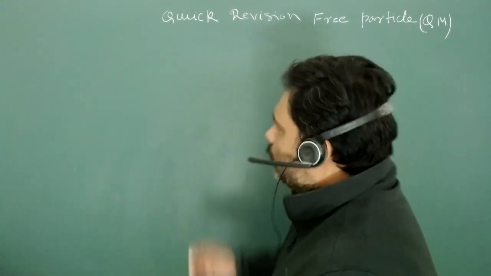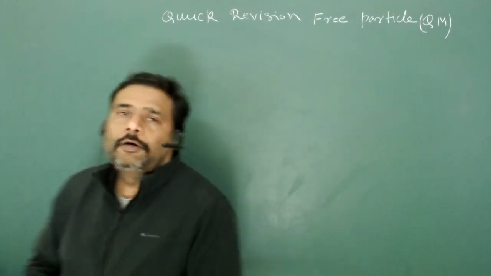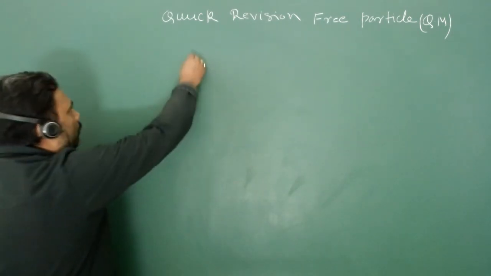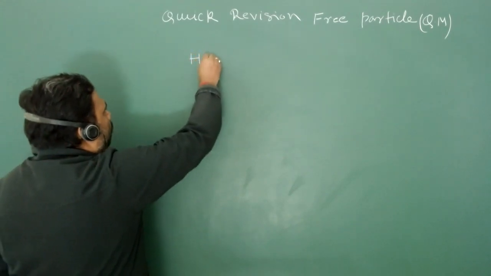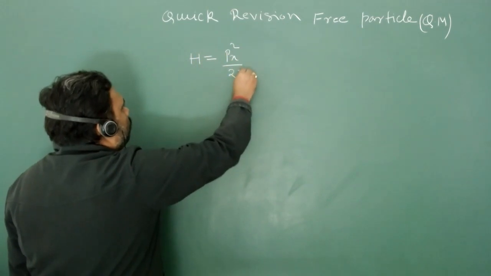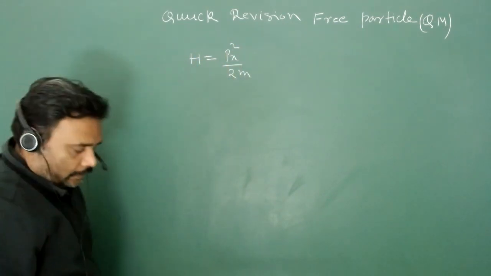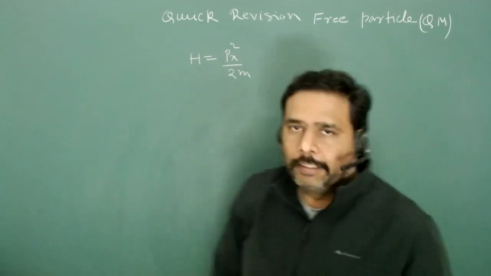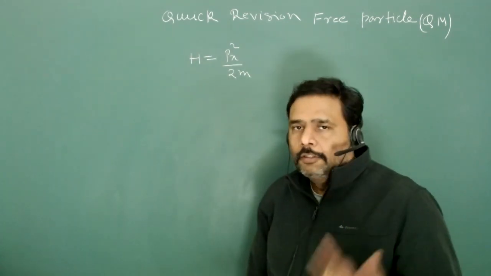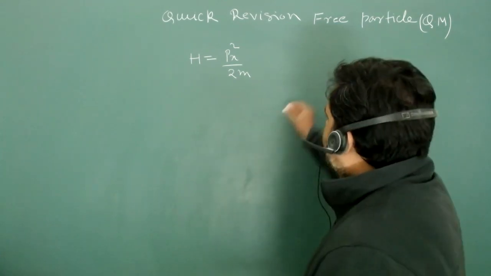So if I am talking about a free particle, that means I am talking about constant momentum. The Hamiltonian for a free particle is basically px square upon 2m. So I am just talking about kinetic energy. There is not any potential energy, and sometimes you can have a constant potential, so that is not a big issue. So what is the wave function?